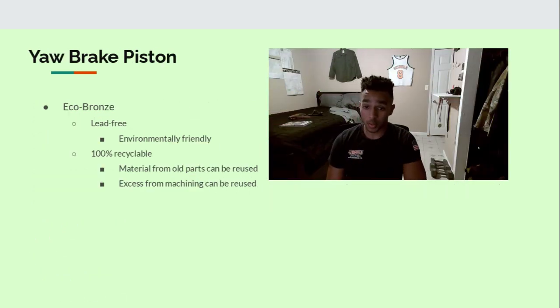So for the sustainability of the yaw brake piston, the reason that this part will be sustainable is because it's made of what's called eco-bronze. So this material is lead free, and lead is a toxic material, so without lead, this material is a lot more environmentally friendly. It's also 100% recyclable, so material from old parts can be reused, and also excess material from machining can be reused. So this increases the efficiency of production and helps to reduce any waste products.